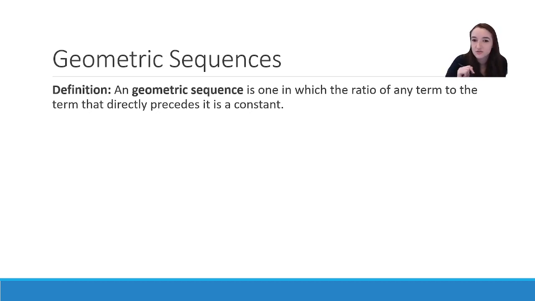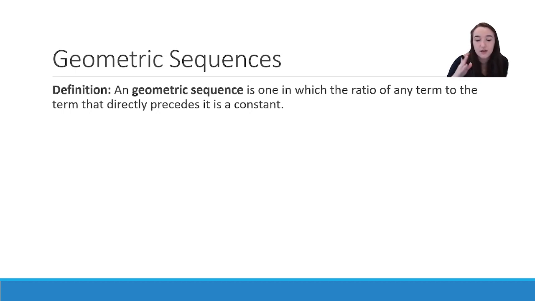A geometric sequence is one in which the ratio of any term to the term that directly precedes it is a constant. That just means we are multiplying by the same number. That's where the ratio comes from: if I divide one term by another, that's a ratio, and I get the same result every time, right?